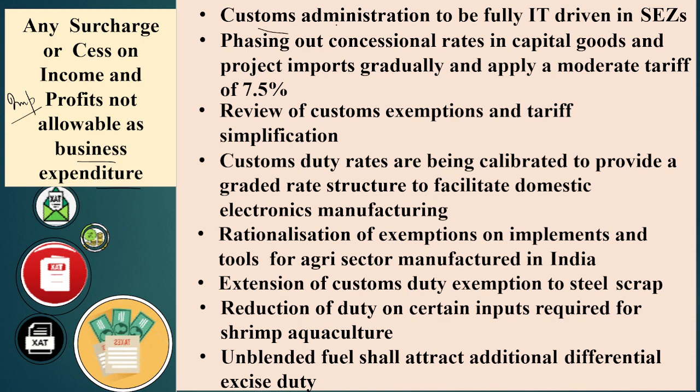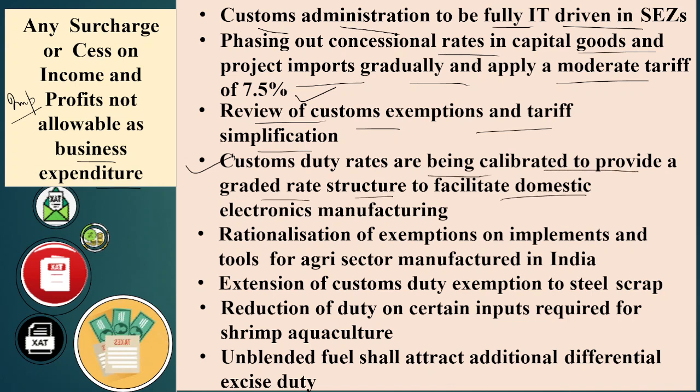So number one is your customs administration to be fully IT driven in special economic zones, that is SEZs. Next is phasing out concessional rates on capital goods and project imports gradually and applying a moderate tariff of 7.5%. Review of customs exemptions and tariff simplification. Customs duty rates are being calibrated to provide a graded rate structure to facilitate domestic electronics manufacturing.